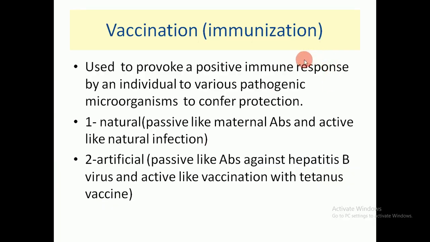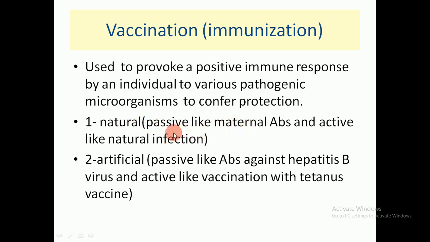Now we have the subject vaccination or immunization, and this immune response can be used in the vaccination. A vaccination is used to provoke a positive immune response by an individual to various pathogenic microorganisms to confer protection. First, natural, also called passive, like maternal antibodies, and active, like natural infection. So natural is divided into two types, passive and active.